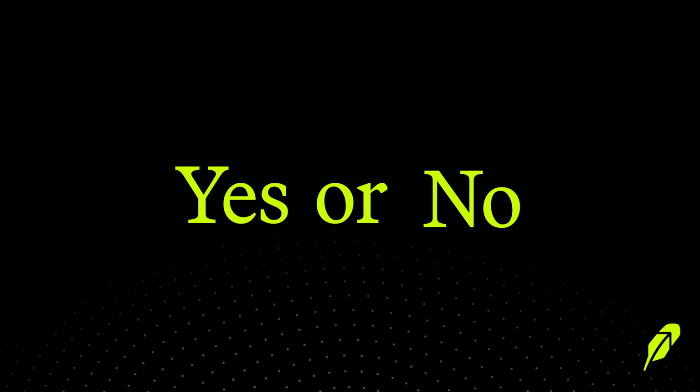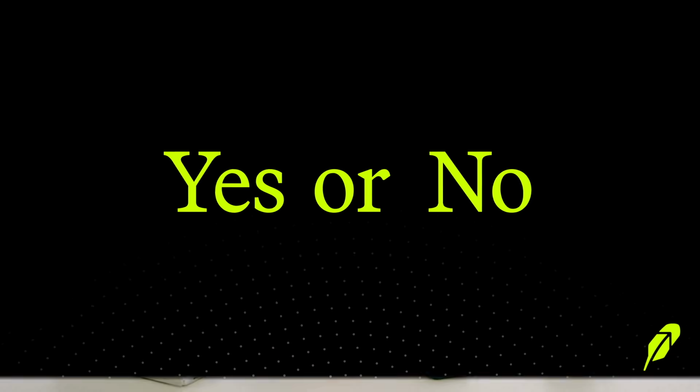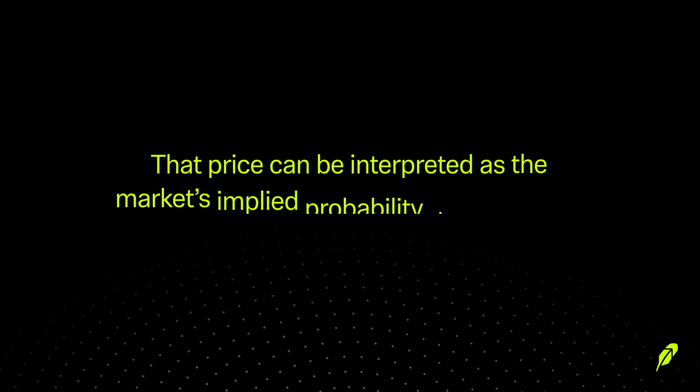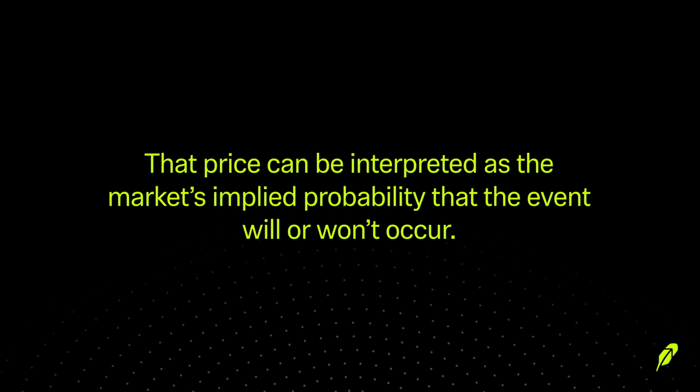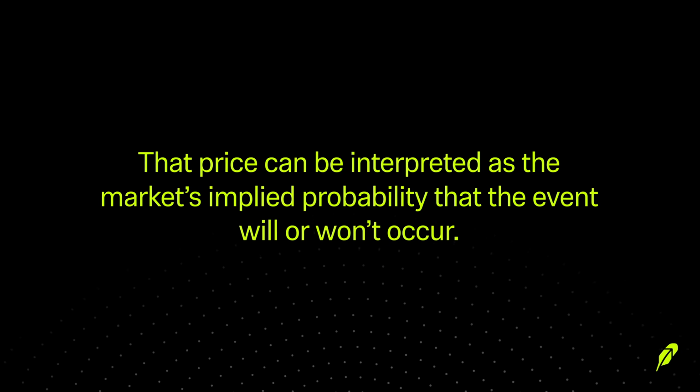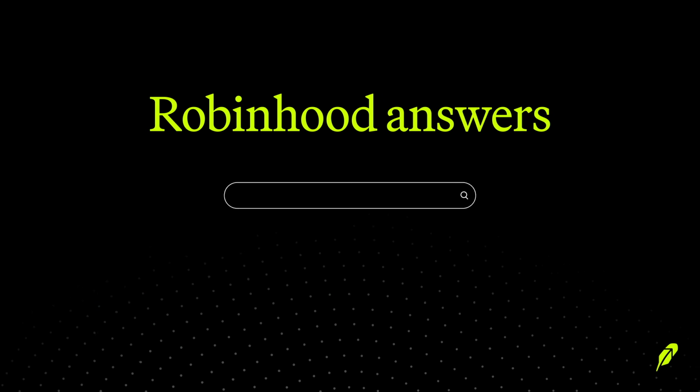event contracts. Each event trades on an open market and is built around a specific question with two possible answers, yes or no. The contract trades between $0 and $1 per contract. That price can be interpreted as the market's implied probability that the event will or won't occur. In other words, prediction markets translate uncertainty into a tradable price. After the event is resolved, the contract settles at $1 if the defined outcome occurred, or $0 if it didn't.